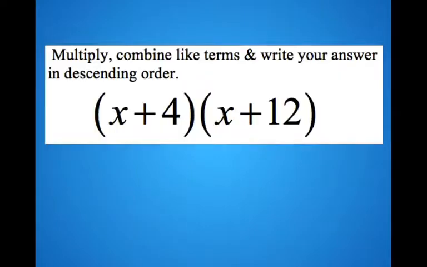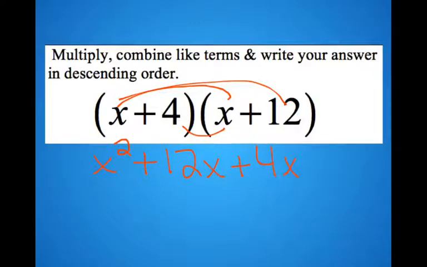Next one, same thing, first times first, x squared, outer, plus 12x, inner, plus 4x, 4 times 12, 48, and then we can combine those two middle terms, x squared plus 16x plus 48.